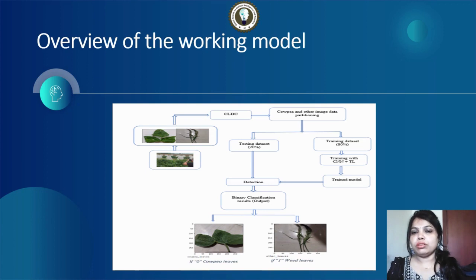After that, the trained model was tested, and then it was implemented on the testing dataset as well. And as we can see, there are two categories only, so this is binary classification, we can say. When the result is zero, that means it is showing cowpea leaves. When the result is one, it is showing wheat leaves.